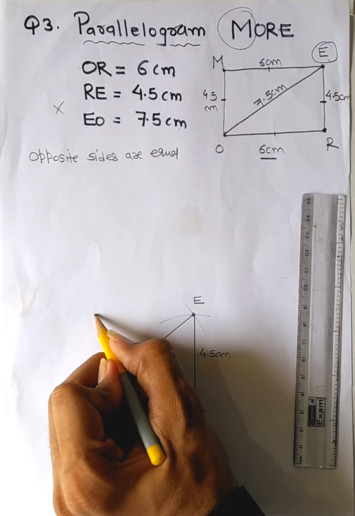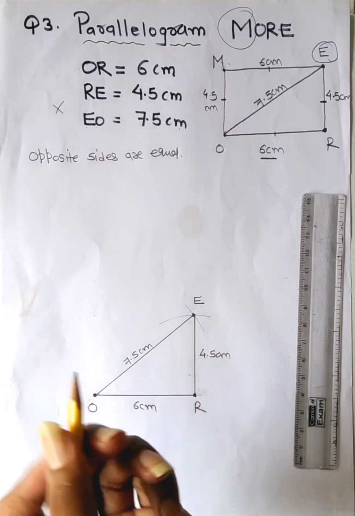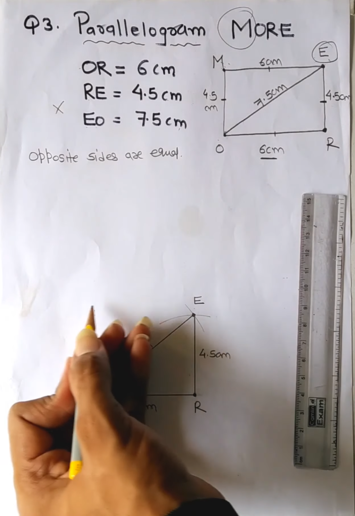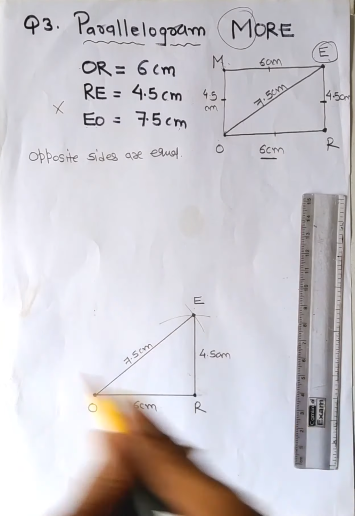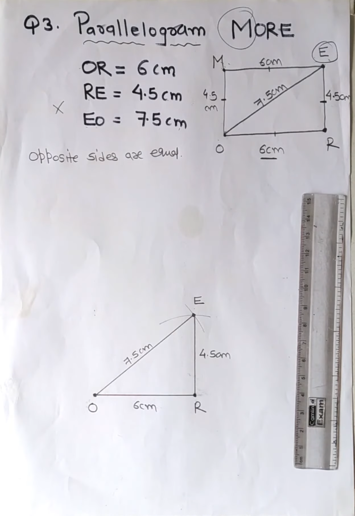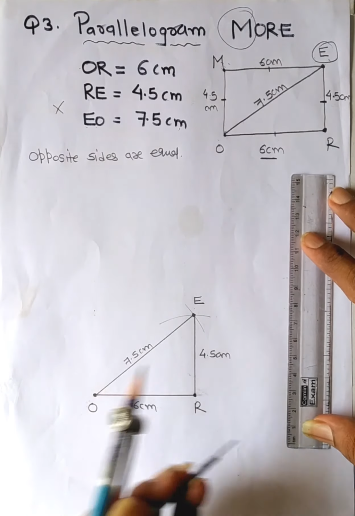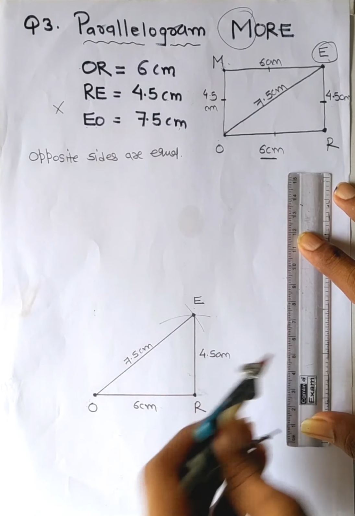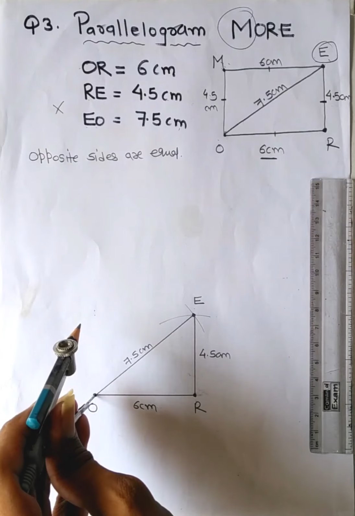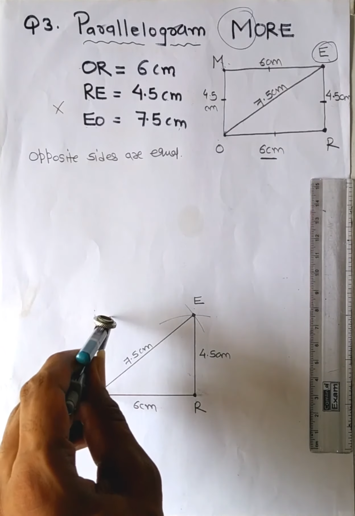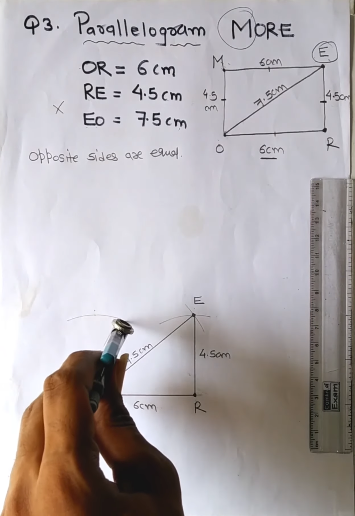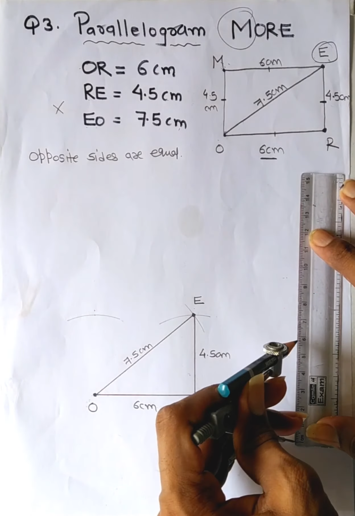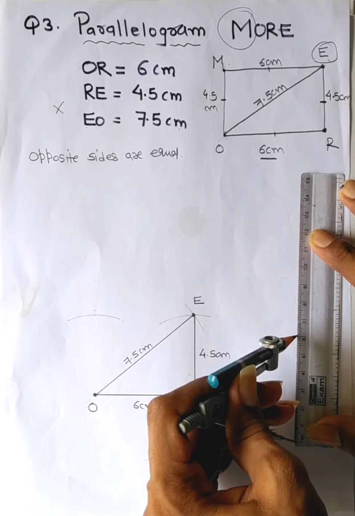So how to obtain point M, right? Point M will be 4.5 from O and 6 centimeter from E. So wherever they intersect, we will put the name as M. For that, we will have to take 4.5 centimeter and draw an arc taking the center as O. So this arc I have drawn. In the same way, from E I have to draw an arc of 6 centimeter radius.